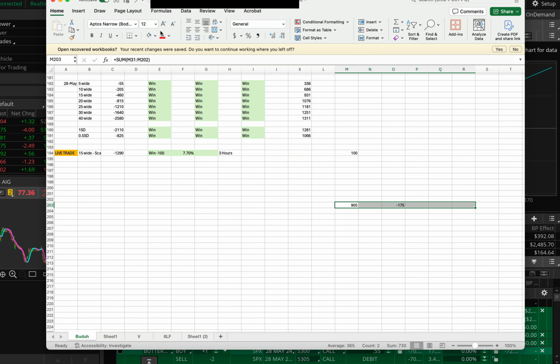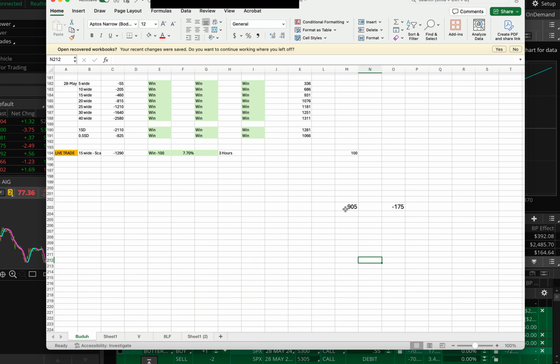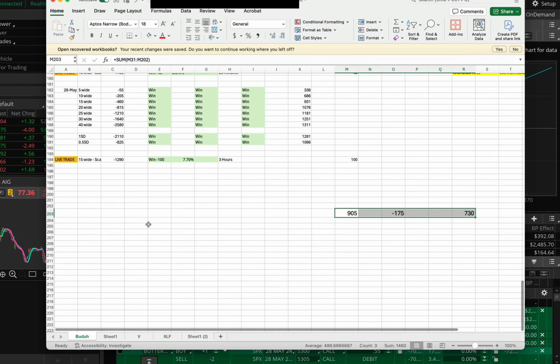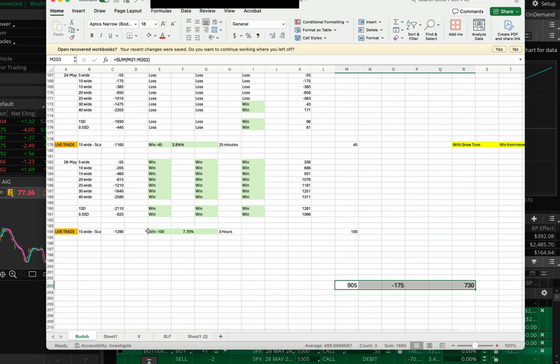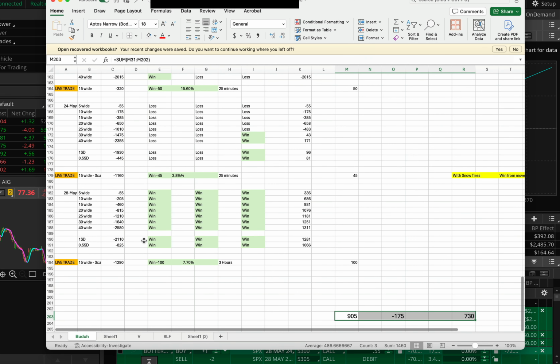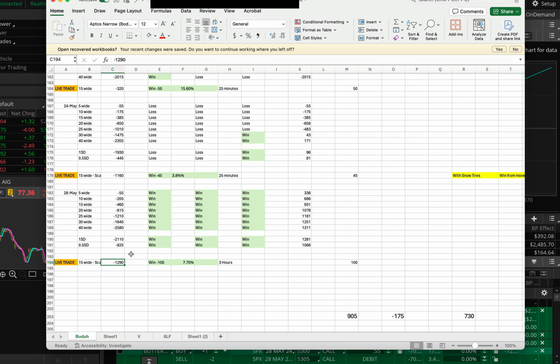I'm going to make the totals bigger, like 18, because I'm going blind. So then we'll just take 175 from 905. 730. So we've made a total profit of $730 on this, and I just need to figure out what we want to use for the risk. So I'm thinking to use the highest amount of risk we ever had on one contract. So we can see that in these numbers, 1290.